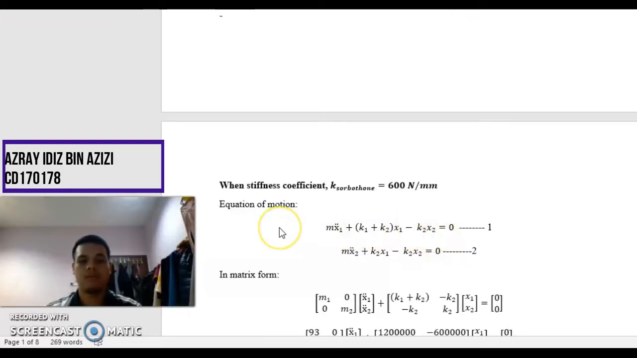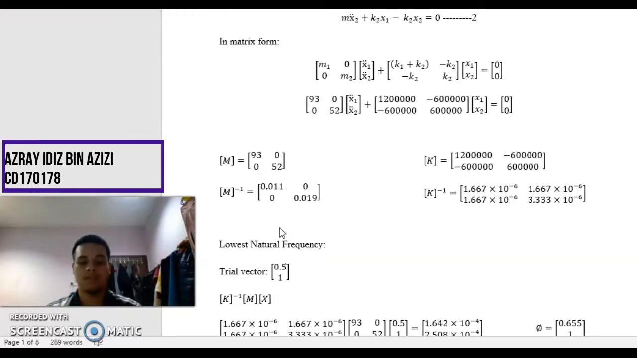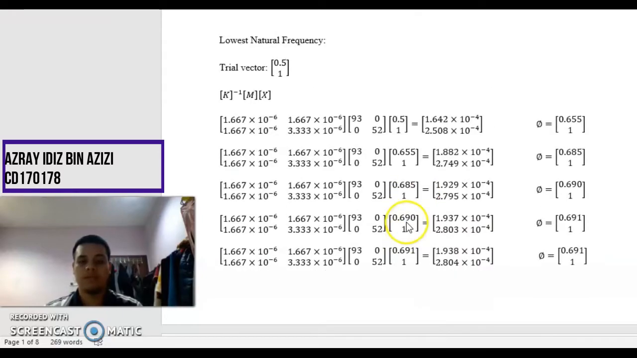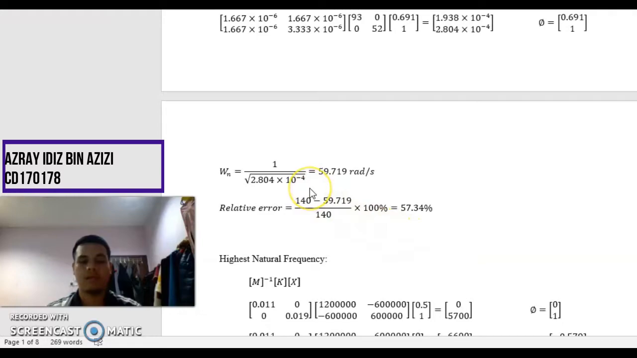Next, I will go for the stiffness of the Sorbothane, which is 600 Newton per mm. I will start the calculation with the lowest natural frequency, and I need to inverse the value of K first and multiply with M and X. They have a 5 iteration calculation before it converges, which is 0.691. And the natural frequency for the lowest is 59.719 radian per second.